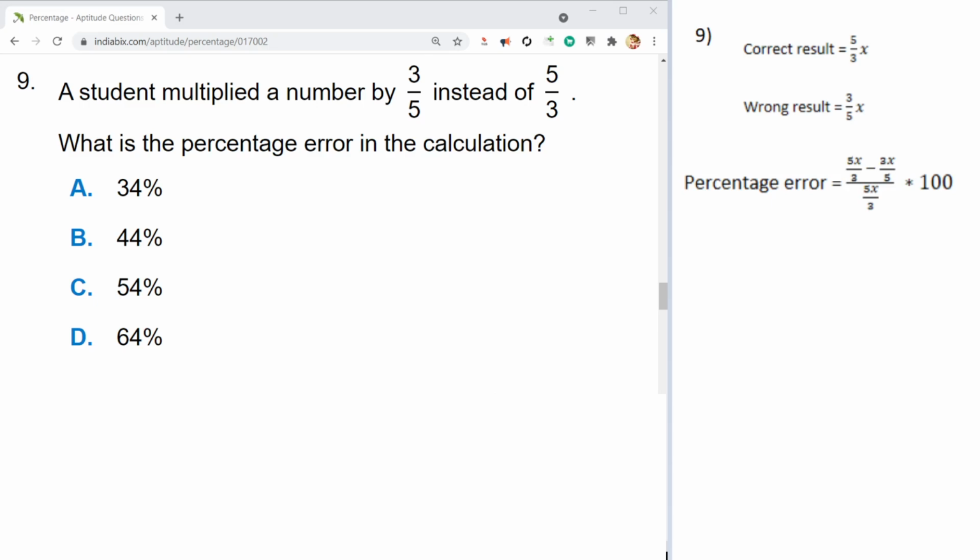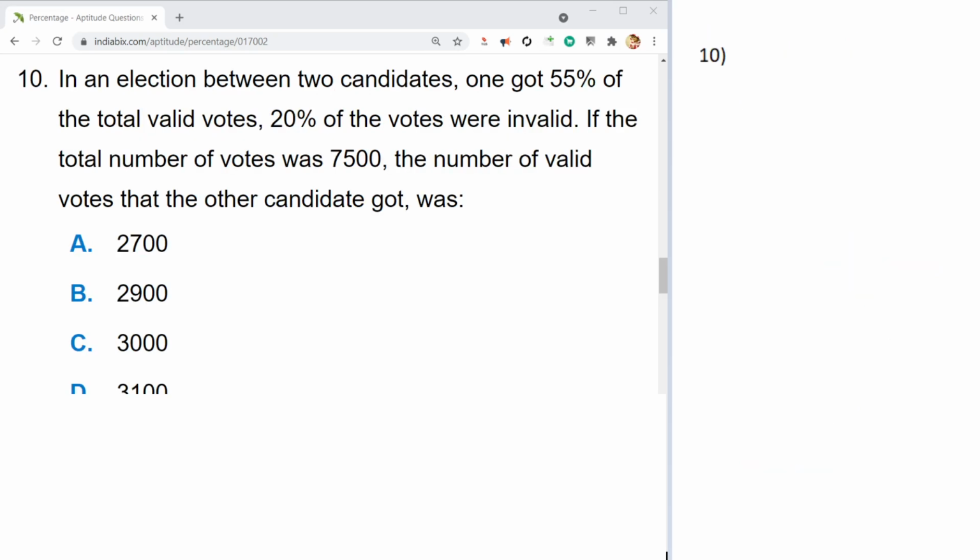So percentage error is equal to 5 by 3x minus 3 by 5x, by correct value 5x by 3, into 100. If you simplify this, we get 64 as the percentage error, which is option D. Option D is correct. Let's see problem number 10.